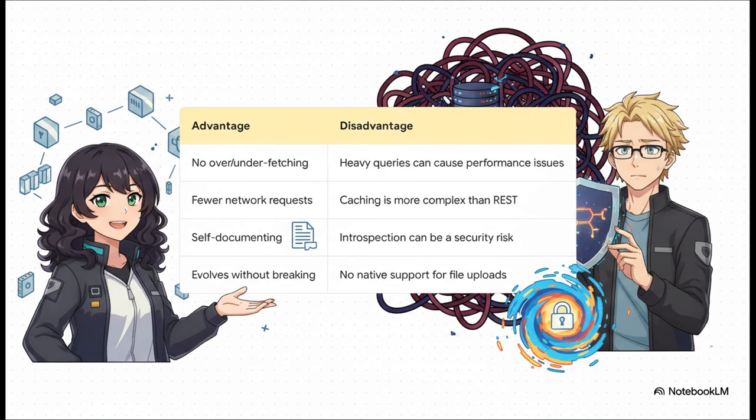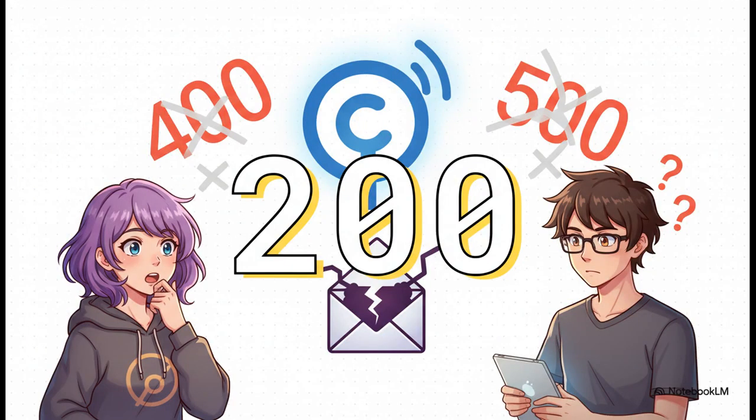But on the flip side, because the client has so much power, they could write a really complex, heavy query that could slow down your server. Caching is also trickier than with REST's simple URLs. And that handy introspection feature, if you're not careful, it can be a security hole for attackers to map out your entire API.